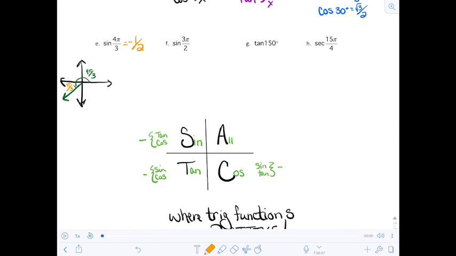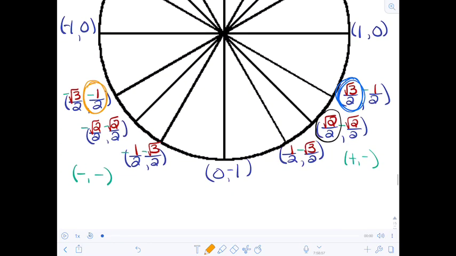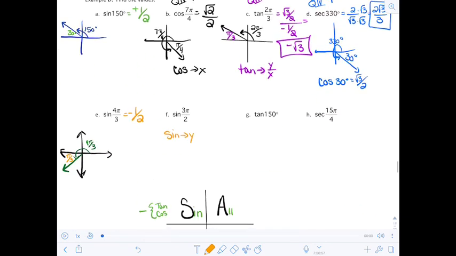Good. The sine of 3 pi over 2. Well, we know that the sine is related to y. 3 pi over 2 is right down there at 270 degrees, and we're just looking at the y values, so the sine of 3 pi over 2 is negative 1.